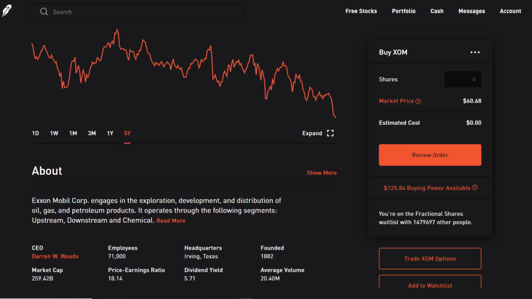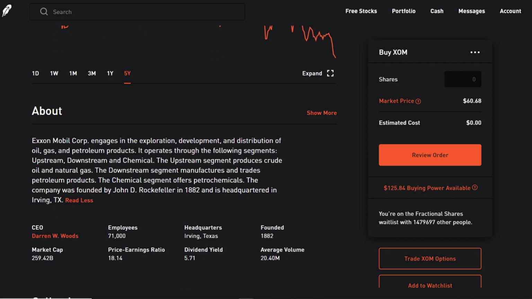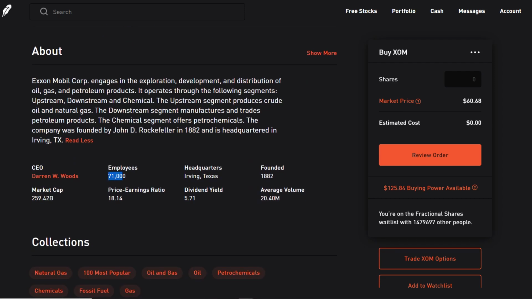So right under that chart there, it's going to go ahead and give you a description of this company. So ExxonMobil engages in the exploration, development, and distribution of oil, gas, and petroleum products. It'll give you a little bit of an explanation here. It'll tell you the number of employees, the CEO, which is very important as far as a company is concerned. You definitely want to get to know some CEOs if you're investing in the company. It'll show you the headquarters, when the company was founded, so it's a very long-standing company.